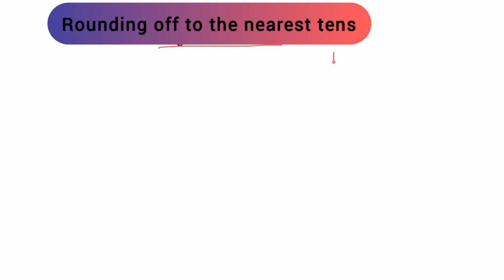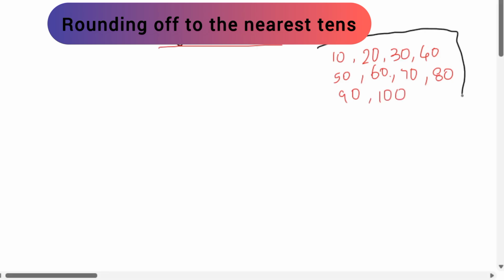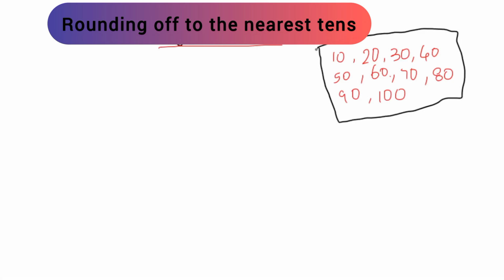Do you know what tens are? Yes. 1 ten is 10, 2 tens are 20, 3 tens are 30. Like that, we will get all the tens such as 40, 50, 60, 70, 80, 90, 100 and so on. So, rounding off to the nearest tens means rounding the given number to these tens.